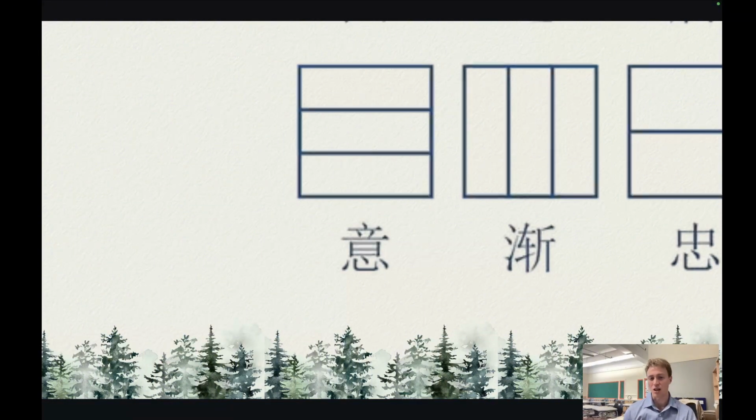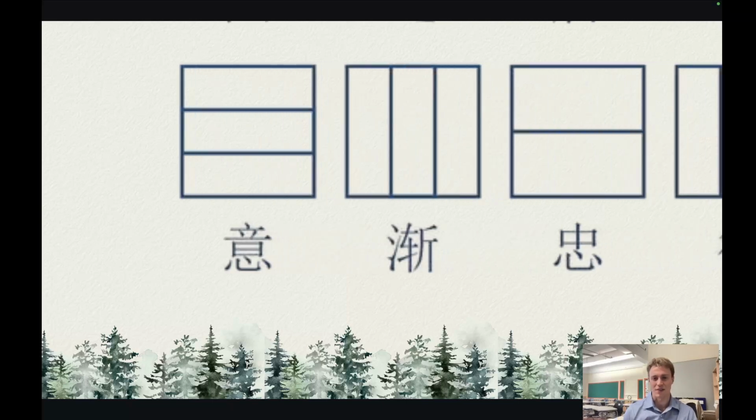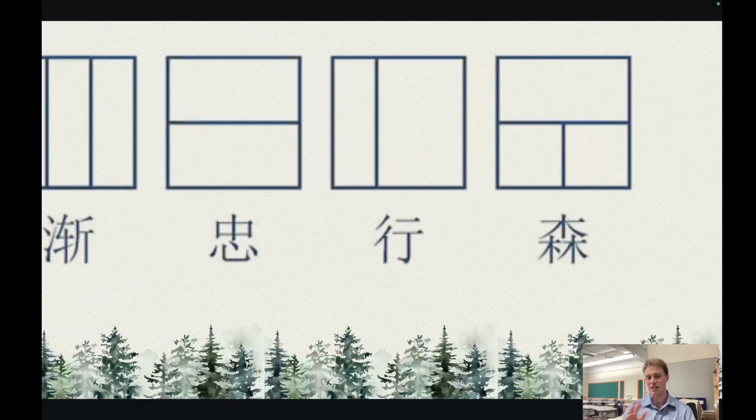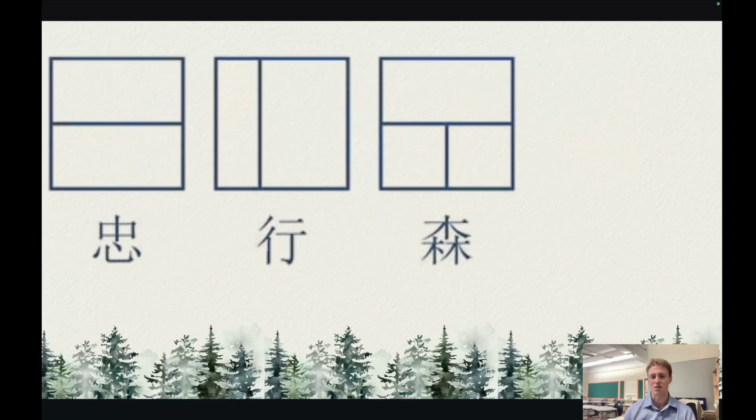You can get a little more complicated here. You have 3 things stacked on top of each other. You can have 3 things aligned horizontally like this. You can have 2 things on top of each other. You can have the left-right split like we talked about before, or you can have a combination where you have 1 thing on top, 2 things on the bottom. Really, Chinese characters don't deviate from this very much at all.